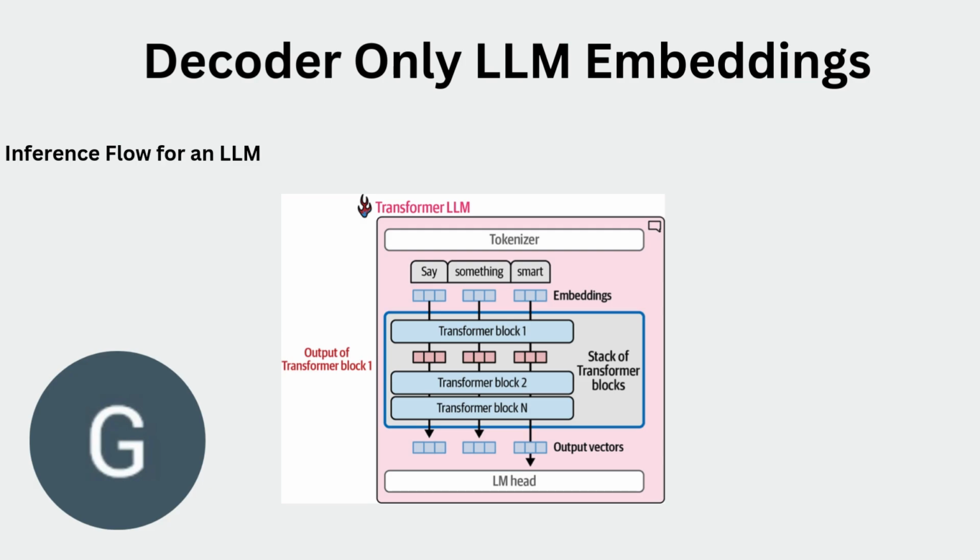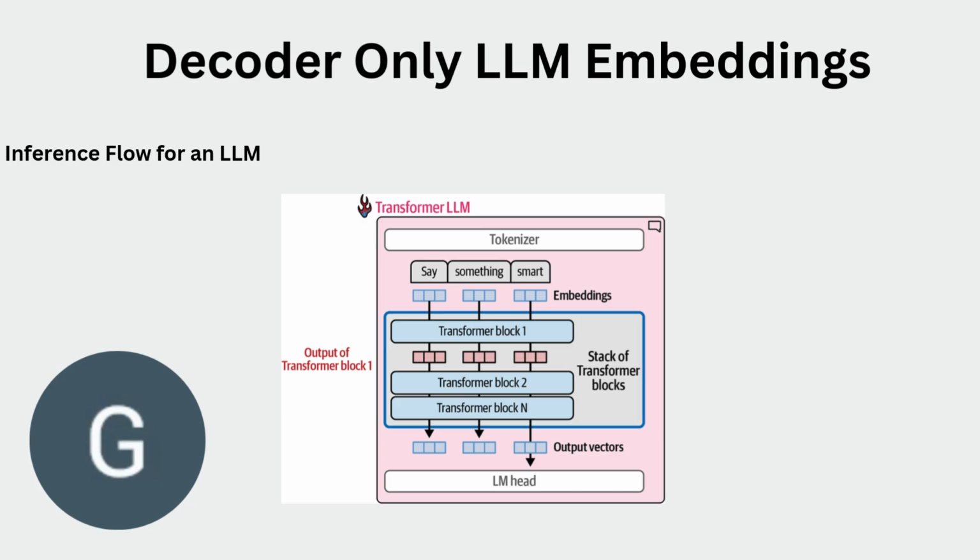Now, the output from the stack of transformer blocks is basically going to be embeddings which have a better understanding of the surrounding context. Initially we had static embeddings, and now after the stack of transformer blocks, we have more dynamic embeddings which have a better understanding of the surrounding context.